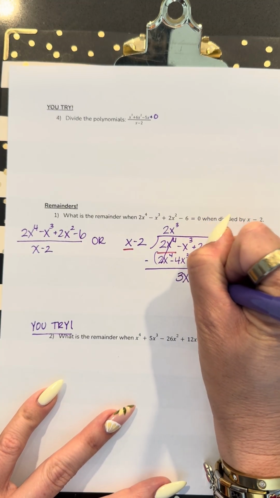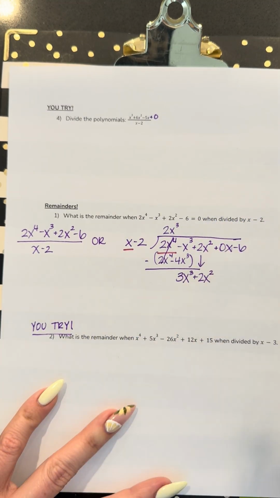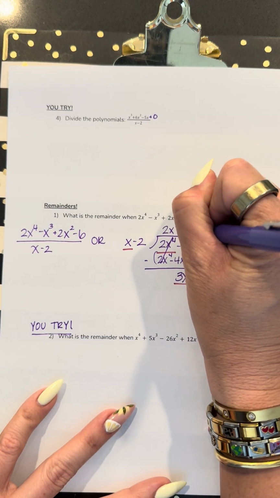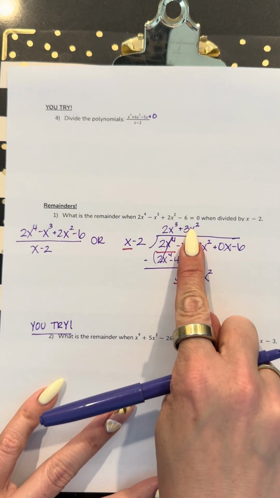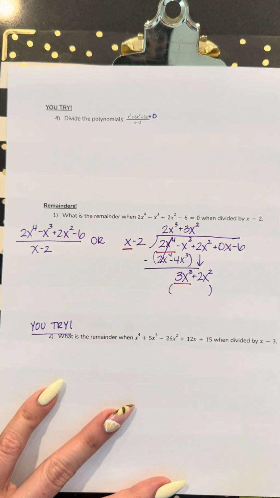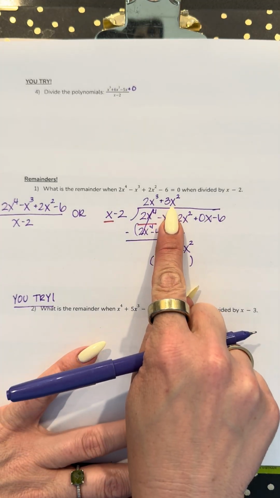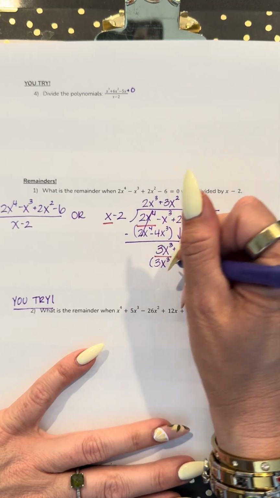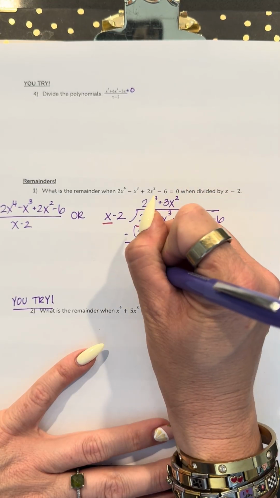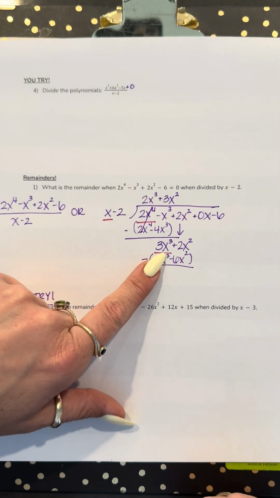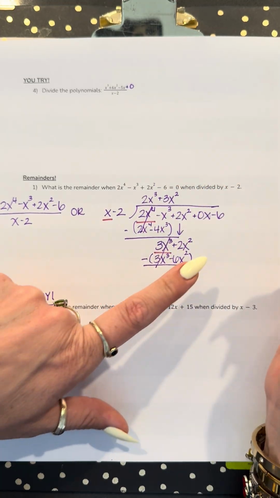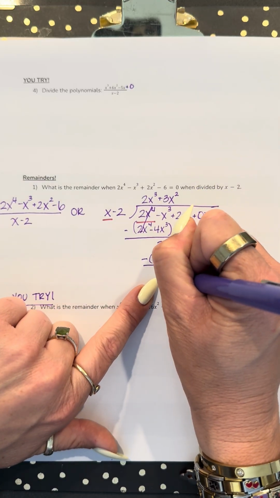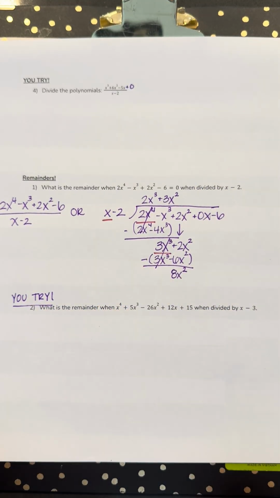Bring down my 2x squared. X times what is 3x to the 3rd? Well, that would be 3x squared. So in my little parentheses here, I have a feeling I'm going to run out of room. 3x squared times x is 3x cubed. 3x squared times -2 is -6x squared. Subtracting, 3x cubed minus 3x cubed is 0. 2x squared minus negative gives 8x squared, because that double negative turns it into addition.